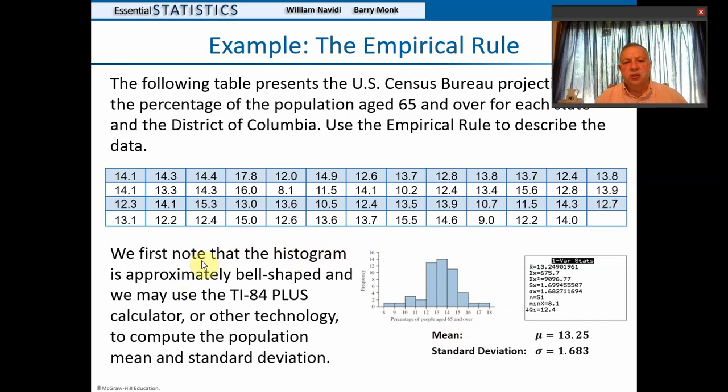Okay, so we first note that the histogram is approximately bell-shaped, and we may use the TI-84 Plus calculator to compute the population mean and the standard deviation, and here's the TI data. We'll go over some Excel data as well if we do it in Excel to get the mean, and here's the population standard deviation. So they're going to use this as population data of the U.S. Census.